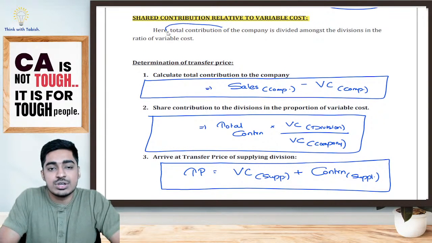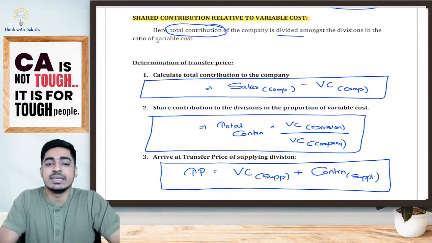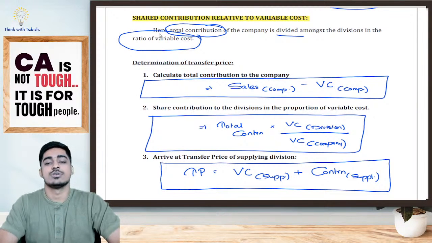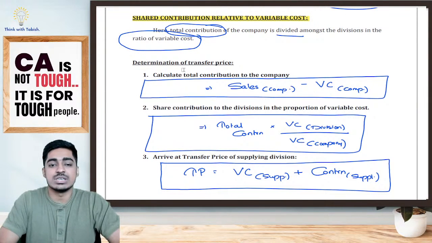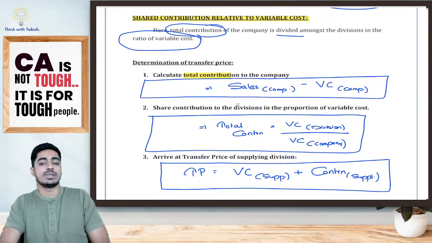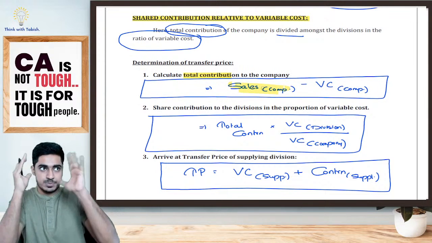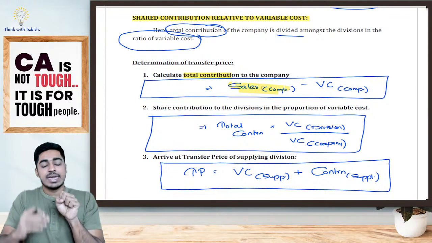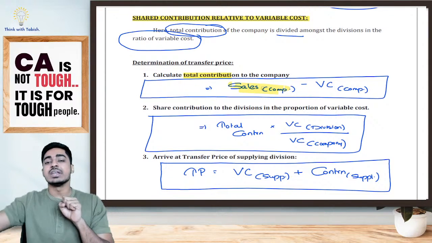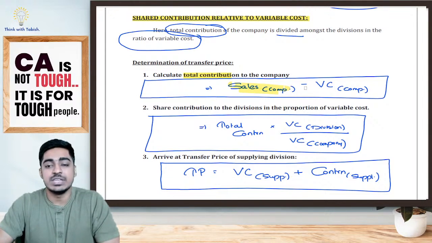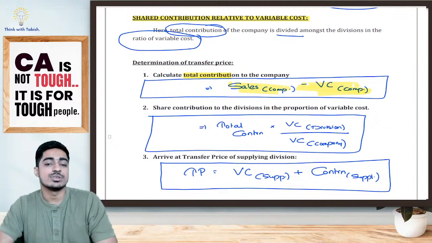Total contribution of the company is divided in the ratio of variable cost. So what are the steps? First, we calculate the total contribution of the company. Here we look at the sales from the perspective of the company, how much we are getting and how much we are paying. Forget internal, only from the perspective of the company you see. You get the contribution of the company.